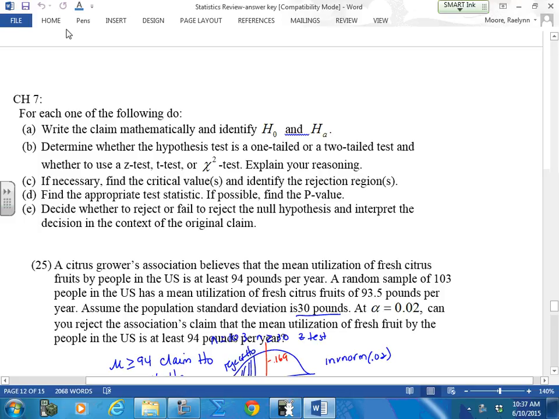They all work the same. If you do this on a calculator and you get the p-value, that's fine. If you don't do it on a calculator, I don't need you to look the p-value up separately. If it's there, use it. If it's not, use your critical values. So let's start and go over these.